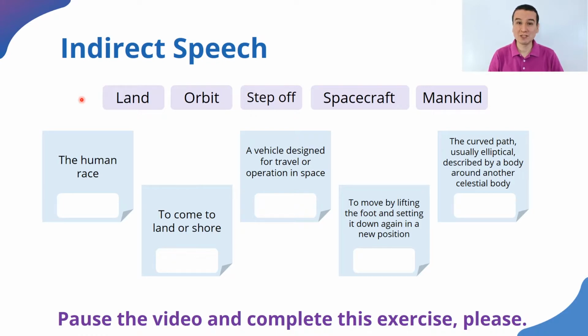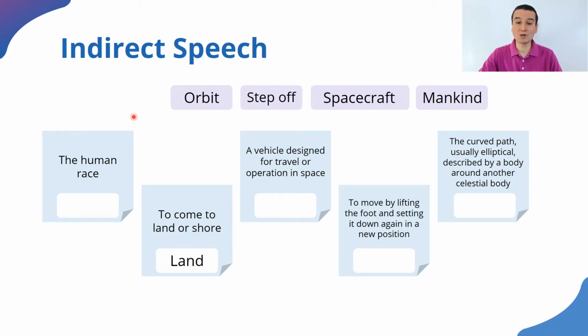Alright, I hope that you did complete the activity, and here are the answers. What is to land? Land is to come to land or shore. Yes. Orbit is the curved path, usually elliptical, described by a body around another celestial body. Okay. What is step off? Is to move by lifting one foot and setting it down again in a new position. All right.